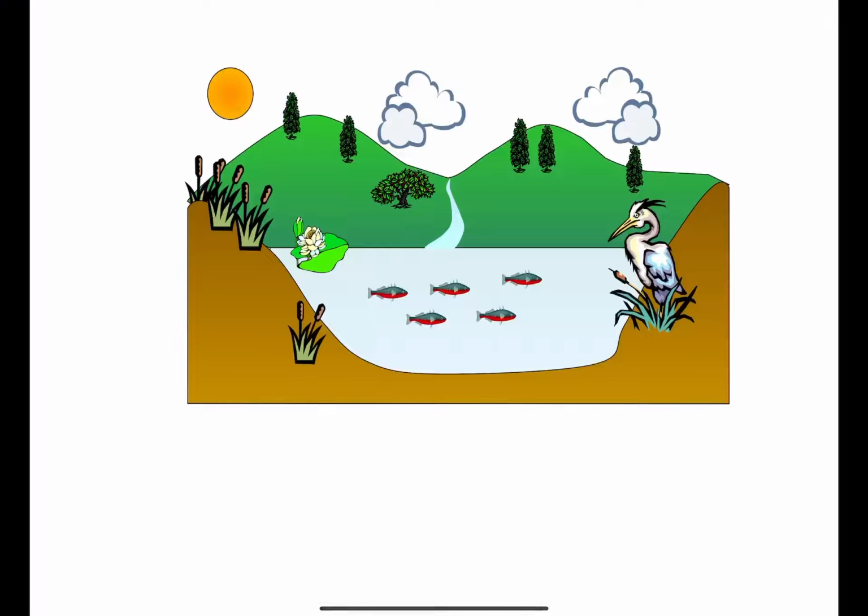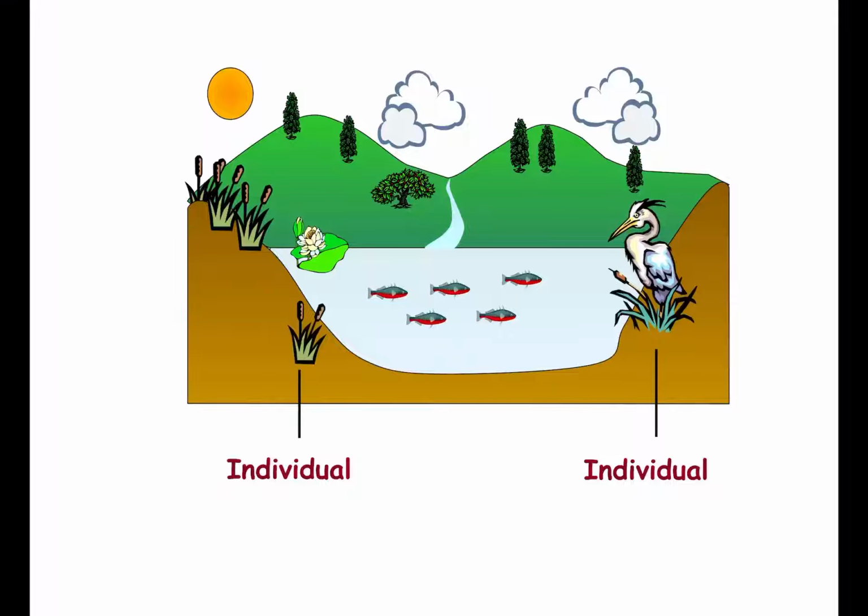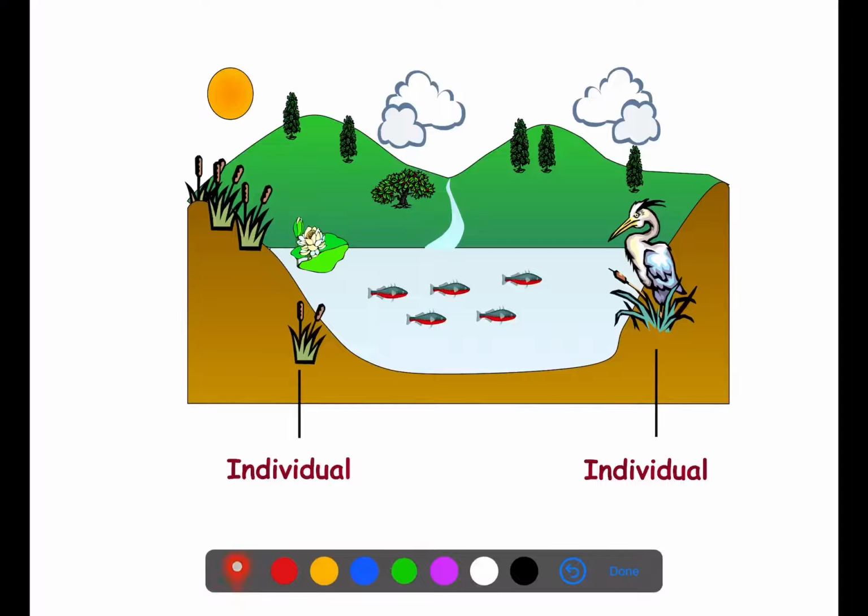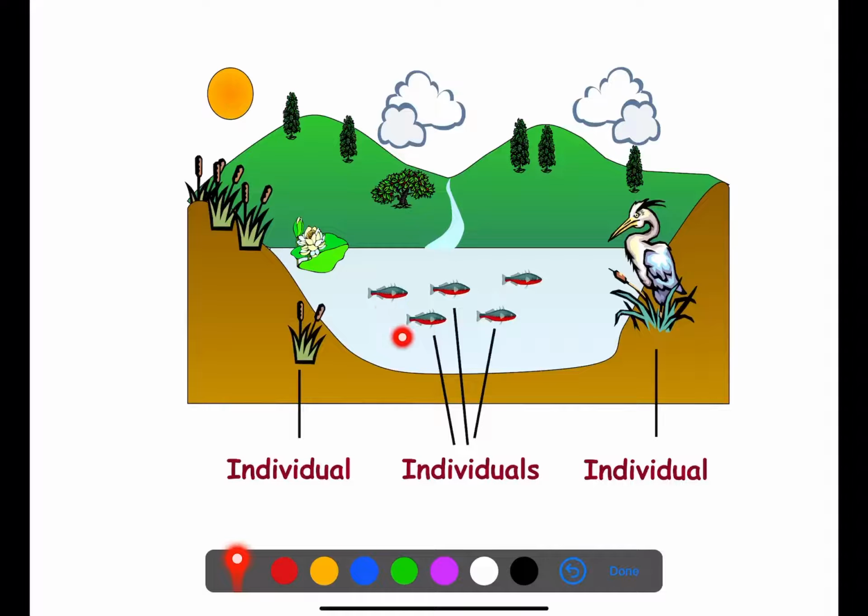So here we have a picture of an ecosystem. There are different parts of this that you need to know. So the first thing that you need to know is an individual. So this is one particular living thing within the ecosystem. So here we have different individuals. We've got a plant here. We've got a herring here, a bird. And then we've got individual fish. So each one of these fish is an individual.